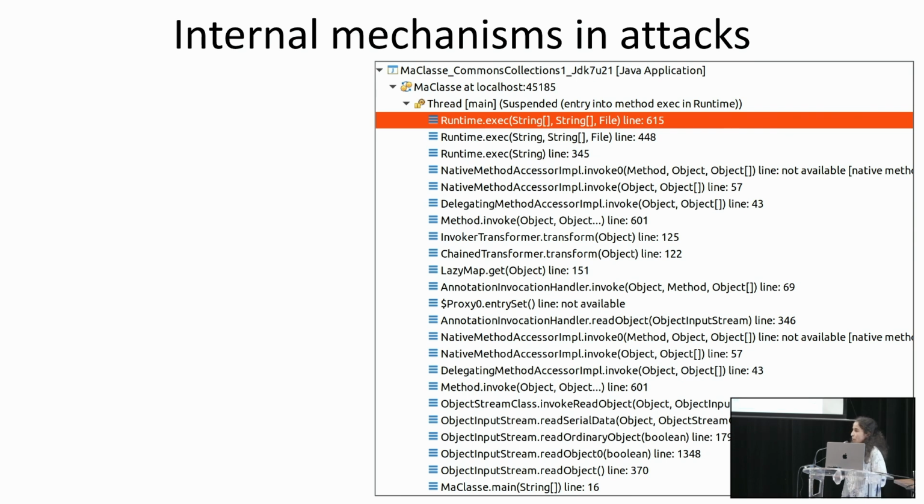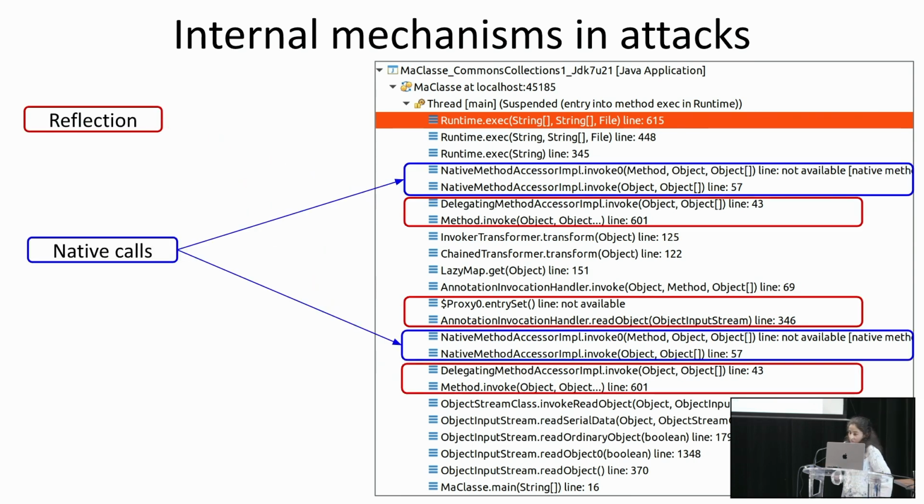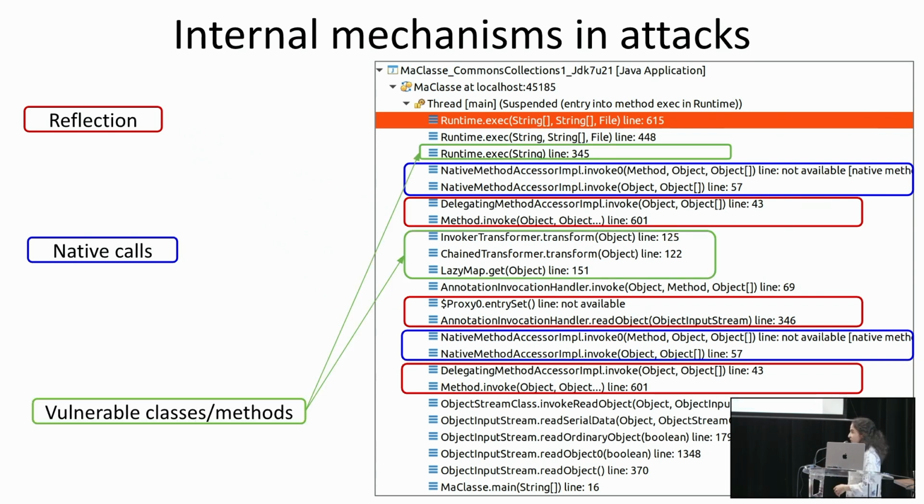Now we go further and try to see what internal mechanisms are used in these attacks. We found that the attacker is using reflection, native calls, and some classes and methods that we judge to be vulnerable. For example, the Transformer classes in Java are very vulnerable, from our point of view.